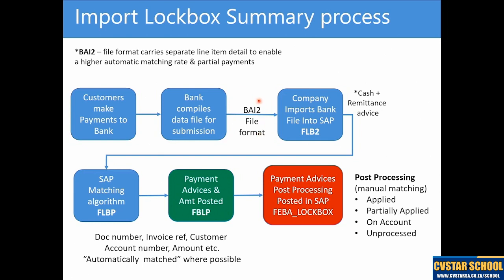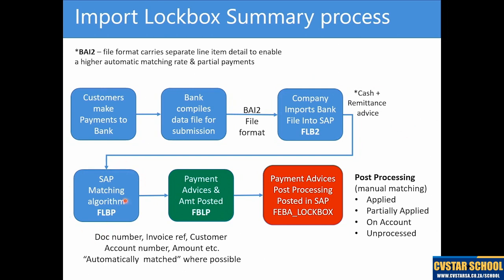And there used to be a BAI1, but with BAI2, the main difference is that this carries separate line item detail to enable a higher automated matching rate and partial payments also to be applied. So from an SAP perspective, we then are going to import that file from the bank into SAP. And this is really its cash and remittance advices.